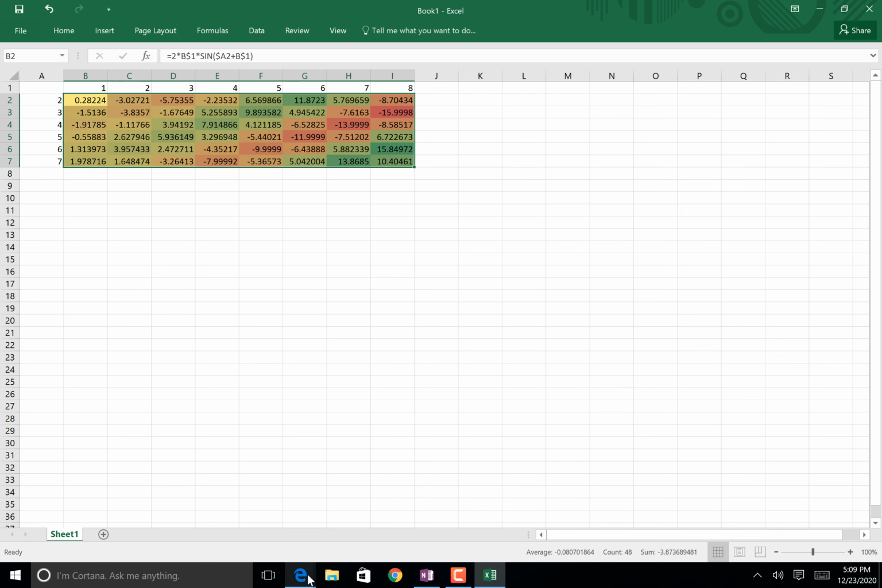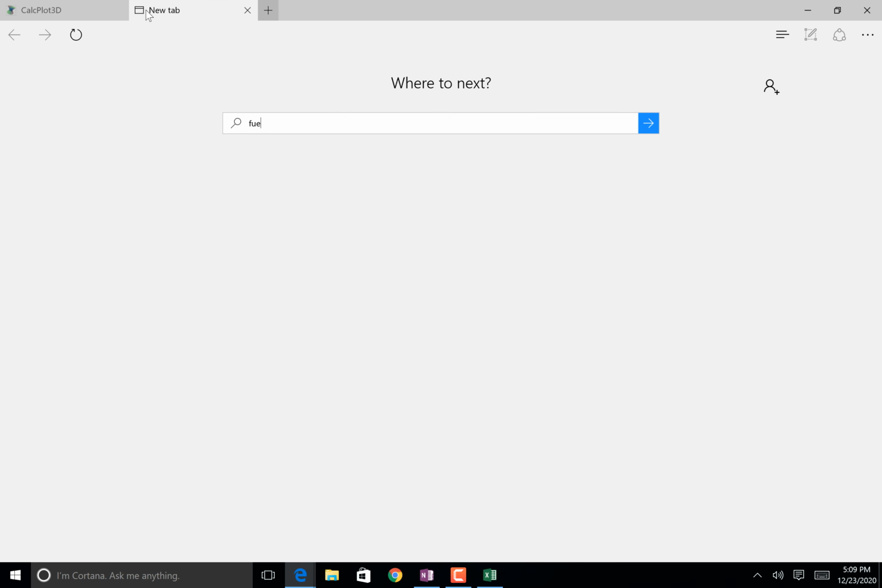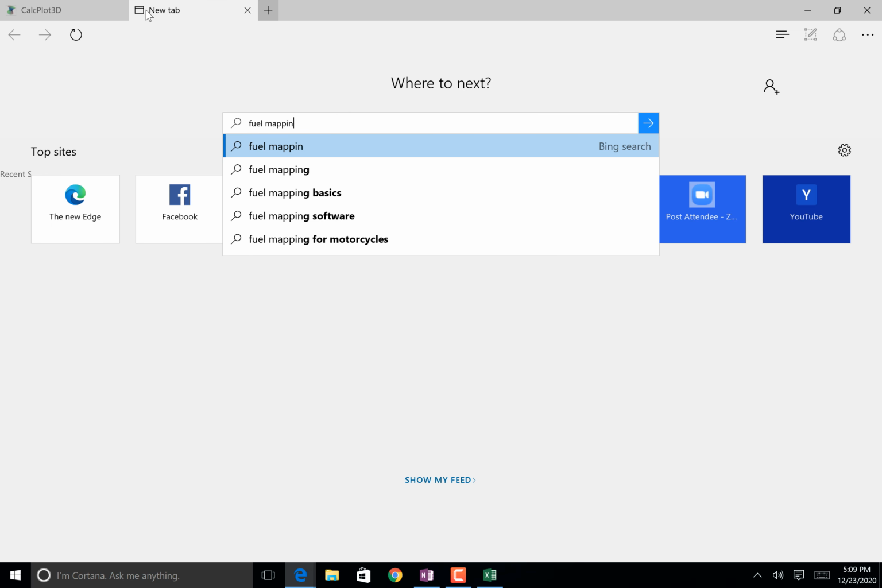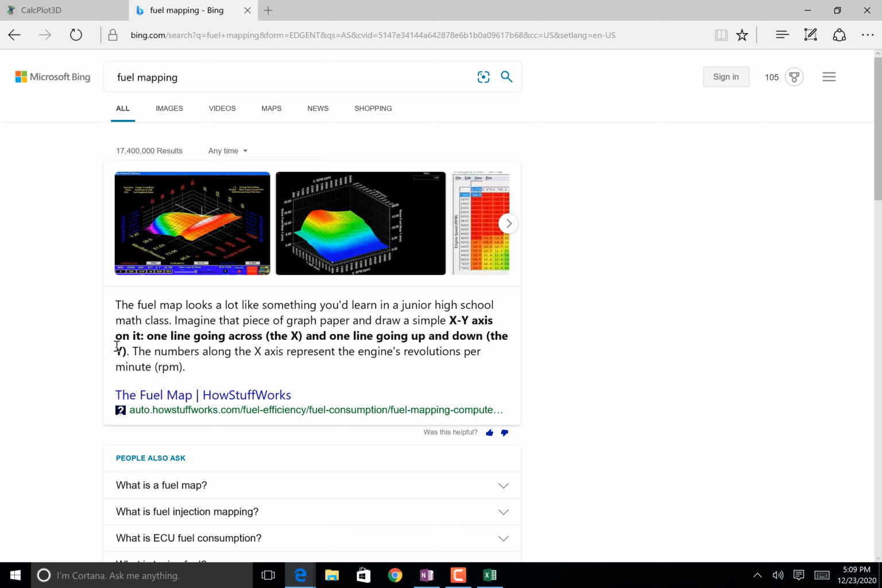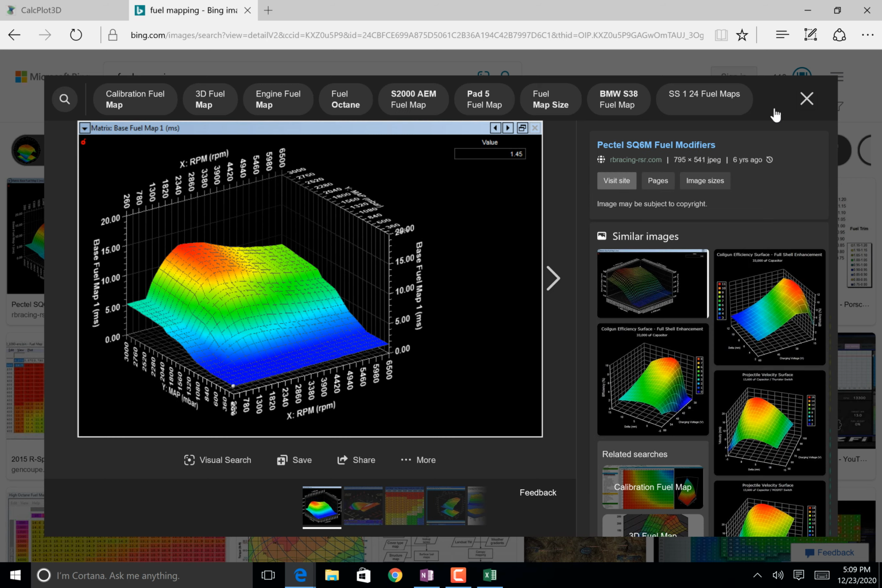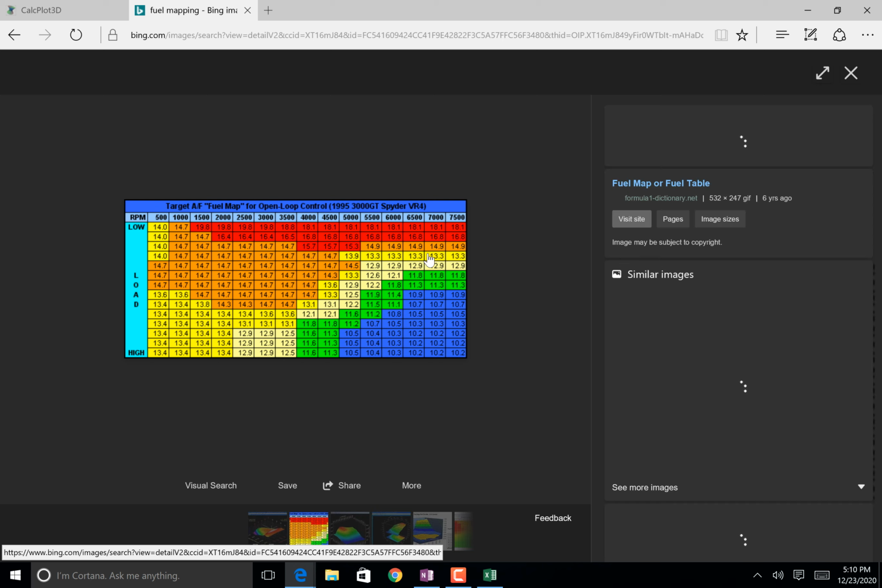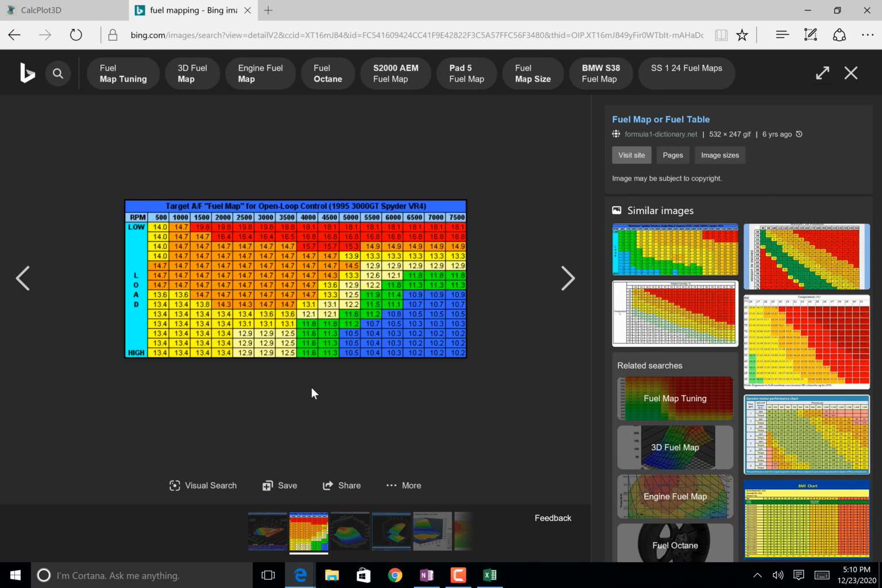Now, where have you seen something like that before? Well, if you're like me and you're into cars, you will have seen fuel mapping. Okay? And fuel mapping, one thing that's kind of cool for is the idea that what you need to do is set up your vehicle so that it keeps the air-fuel ratio as close to stoic, kind of, as you want it to be, as you need it to be.